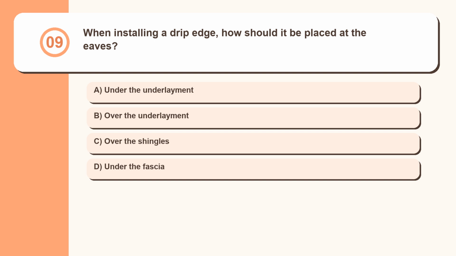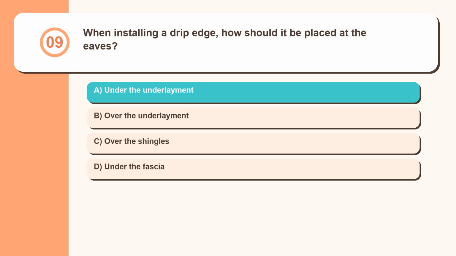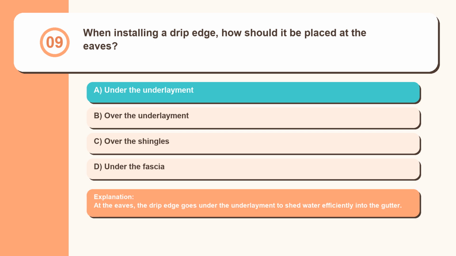Question 9. When installing a drip edge, how should it be placed at the eaves? Under the underlayment, over the underlayment, over the shingles, under the fascia. At the eaves, the drip edge goes under the underlayment to shed water efficiently into the gutter.